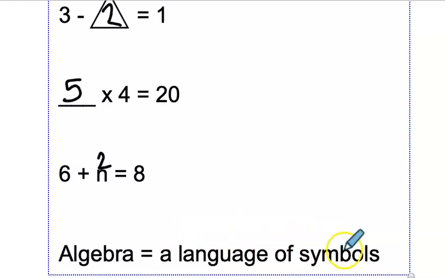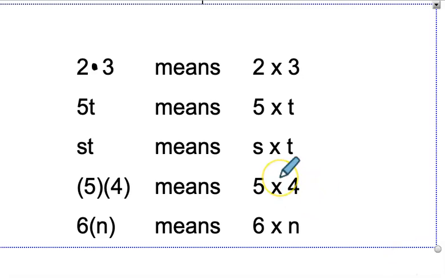So algebra is just a language of symbols. Symbols can be shapes, they can be blank spots, they can be letters, and all of those things are called variables. Just quickly, let's go over some multiplication symbols because you might see this throughout your math career starting now. I've gone over some of these, but if you see a dot, that means 2 times 3. So all of these mean multiplication.